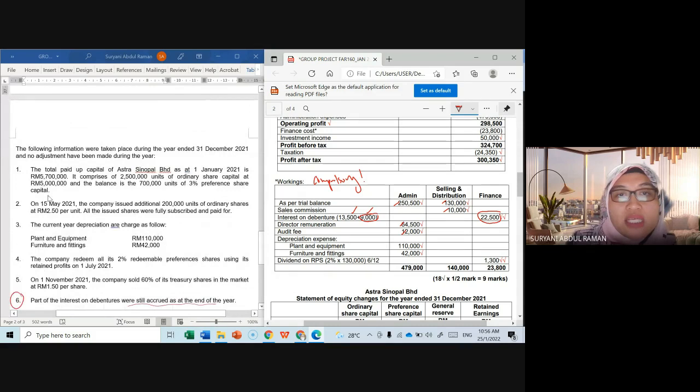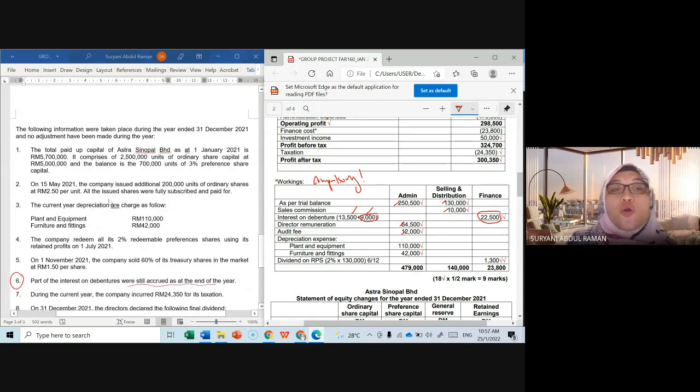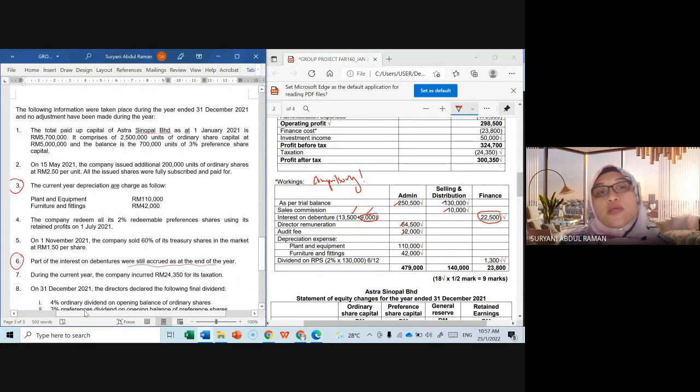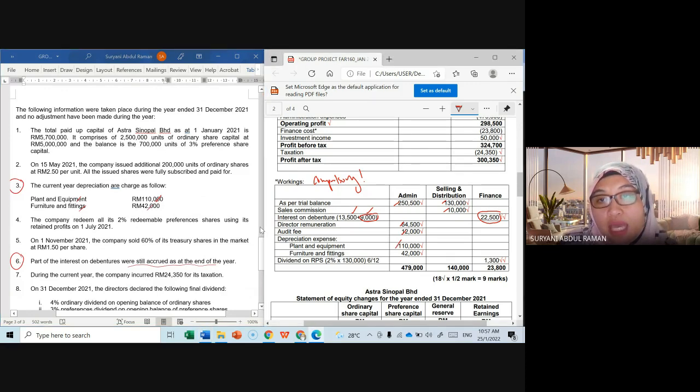Number two is about issuance of shares. It's not applicable here. Number three, the current year depreciation are charged as follow. So depreciation is expenses. Okay, so which expenses? Plant and machinery. Adakah sesuai untuk selling and distribution and finance? No. Ini admin. Furniture and fitting pun admin. Sebab apa? Sebab all this duduk kat office. So don't forget, you have additional expenses here under administrative. That is depreciation expense.